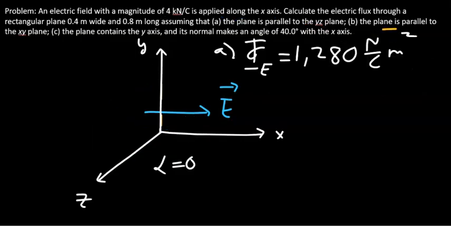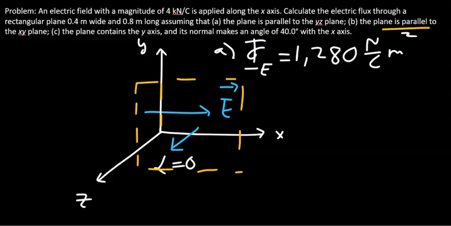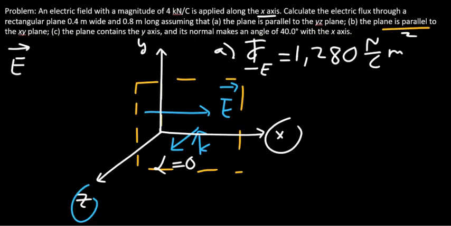Now let's do part B. Now the plane is parallel to the xy plane. So the xy plane is that. So let's take one such plane that is parallel to that xy plane like that. The normal vector to such a plane will be parallel to the z-axis. So k hat is the normal vector to such a plane. Since the electric field is going in the direction of the positive x-axis, the electric field is parallel to the i hat vector, and the area vector is parallel to the k hat vector.